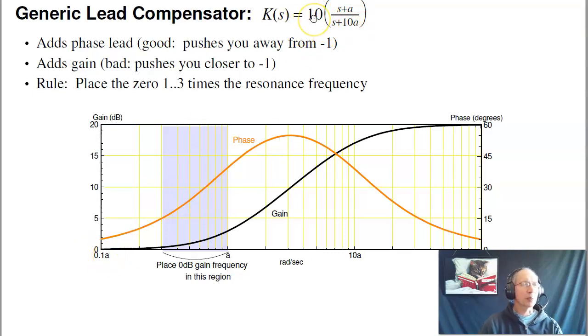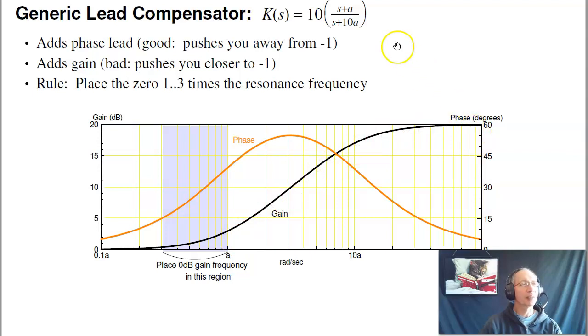Again, somewhat arbitrary. What happens is the gain of this system starts out at 1. At A, it increases by 20 dB per decade. At 10A, it drops 20 dB per decade. So I get this gain curve. Okay, the gain I don't like. The gain pushes me towards minus 1.